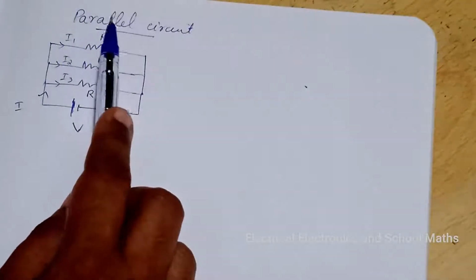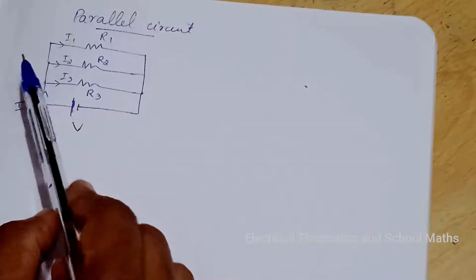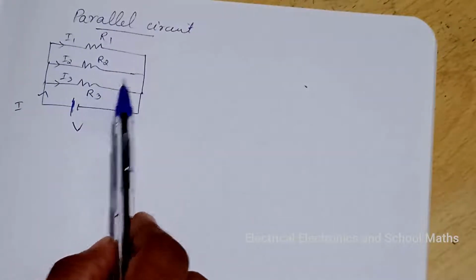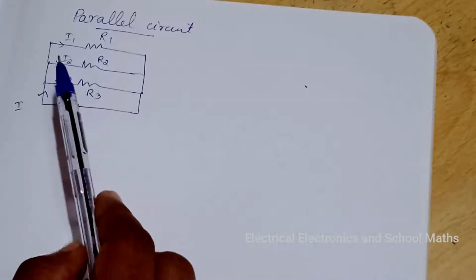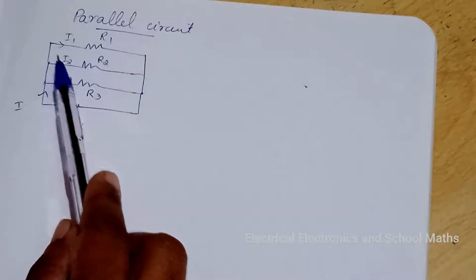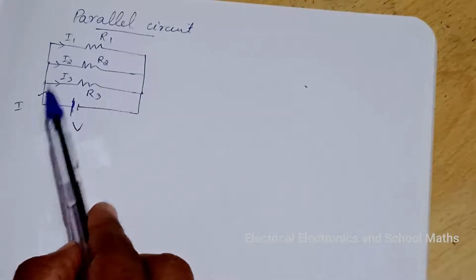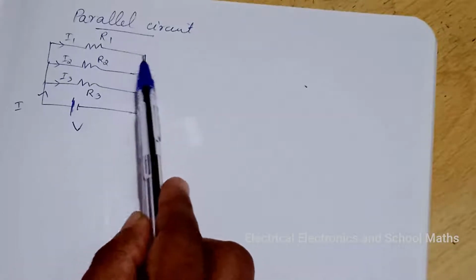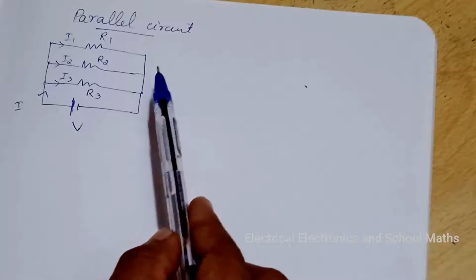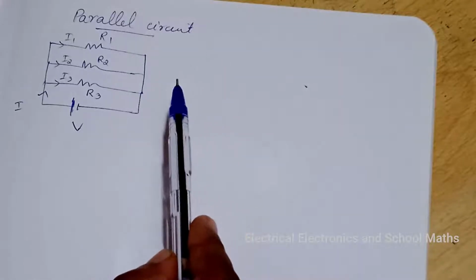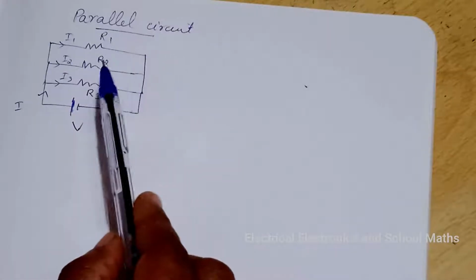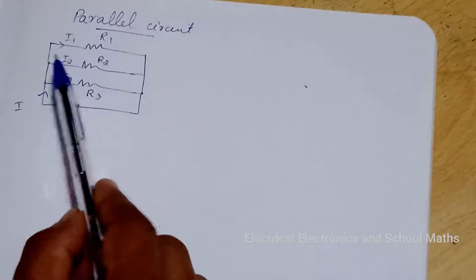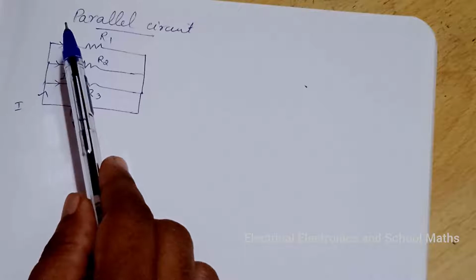Next is parallel circuit. A DC parallel circuit is one in which a number of resistors are connected in such a way that the starting ends of all the resistors are joined together and the finishing ends of all the resistors are joined together. In a parallel circuit, the voltage across each resistance is the same, but the current through them differs from each other.